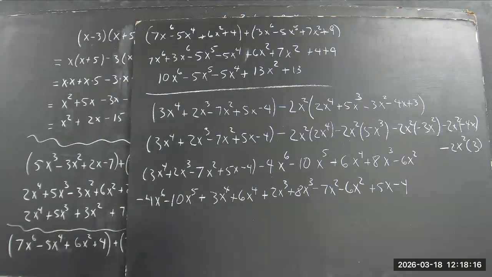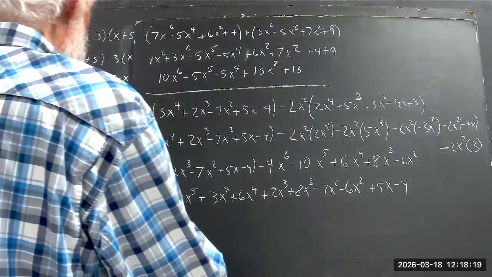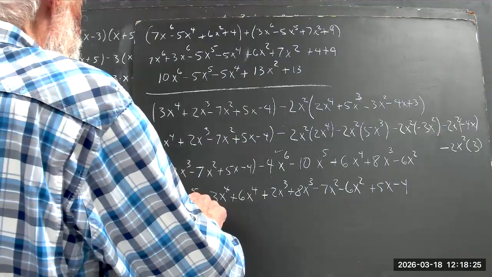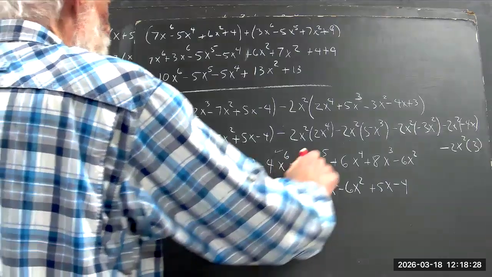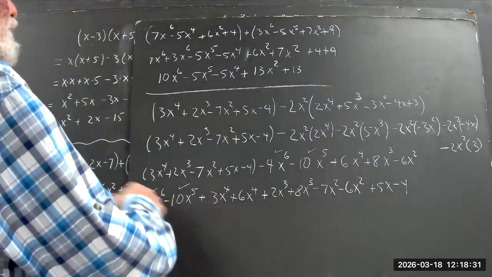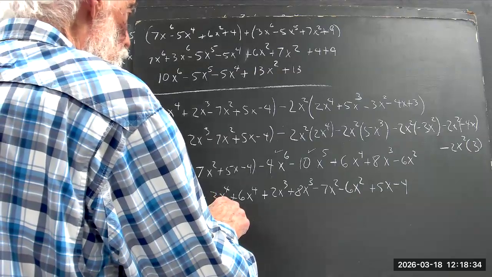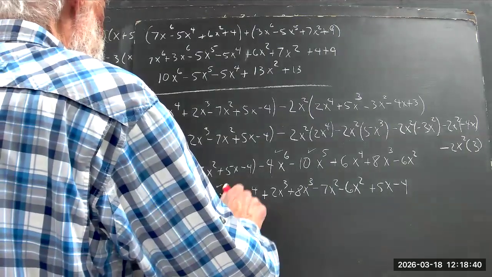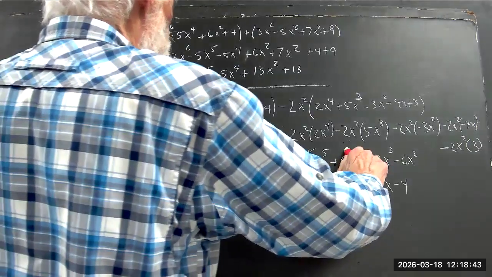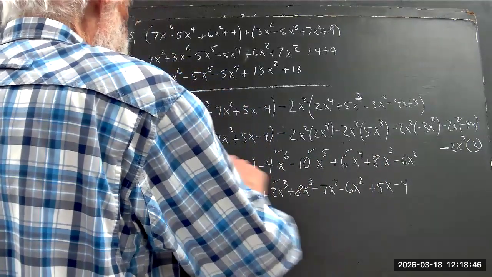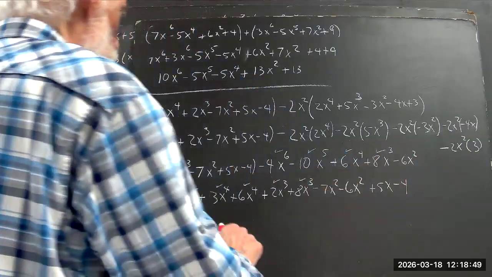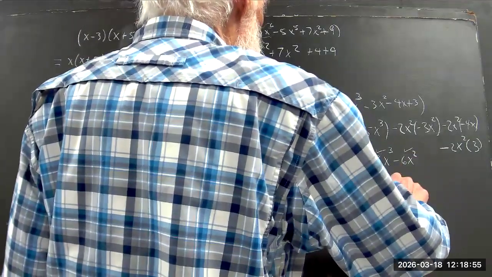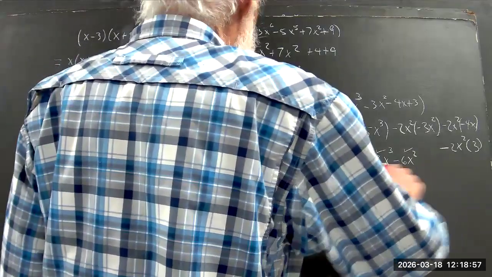We could even make check marks. We have minus 4x to the sixth here. We have minus 4x to the sixth here. Check those off. We have a 10x to the fifth somewhere here and here. And in our new polynomial, we have a 3x to the fourth, and we find that in the original polynomial, 3x to the fourth. Check it off. Check off the 6x to the fourth. Check off the 2x cubed. Check off the 8x cubed. Check off the negative 7x squared. Check off the negative 6x squared. Check off the 5x. Check off the negative 4.